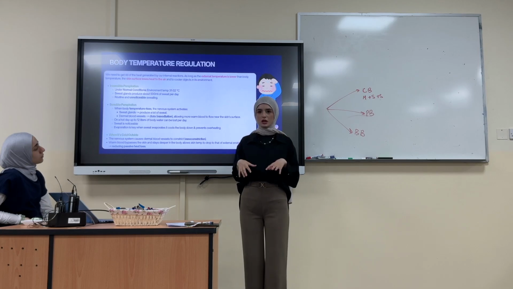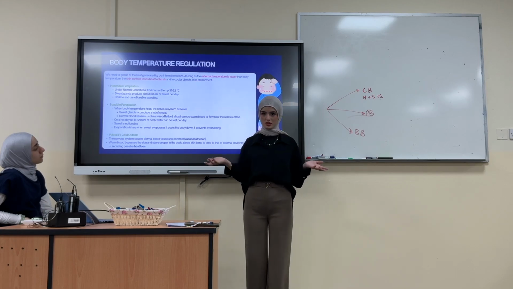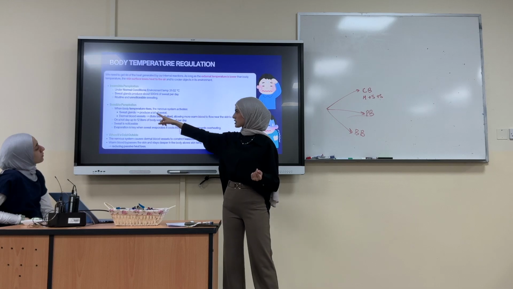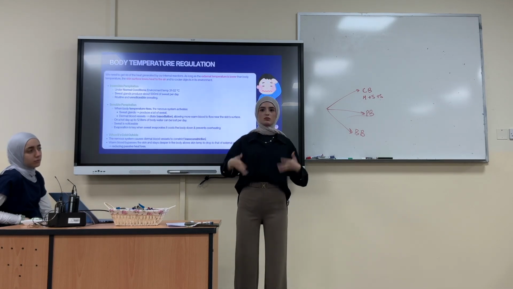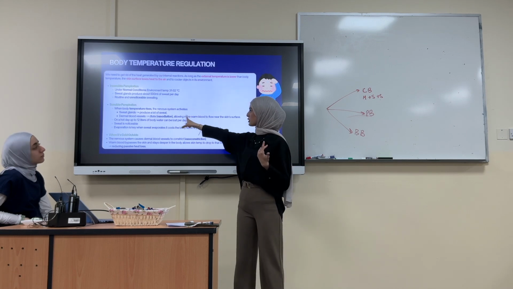So this is the normal perspiration that you don't feel. You don't notice it. Sensible perspiration happens when the body temperature rises. So imagine you go out for a run, body temperature rises, the nervous system will activate two things.